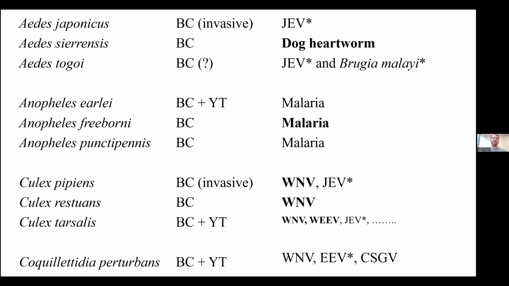So Aedes sierrensis, the western treehole mosquito, is a vector of dog heartworm, and it vectors that here in BC. We have Aedes togoi, which we don't know whether that's a native or an invasive species. I'll talk a bit more about that one later. But in East Asia, where it's also present, it's a vector of Japanese encephalitis virus and Brugia malayi. We have our Anopheles earlei, which is found all the way to the Arctic coast. Anopheles freeborni, the western malaria mosquito.